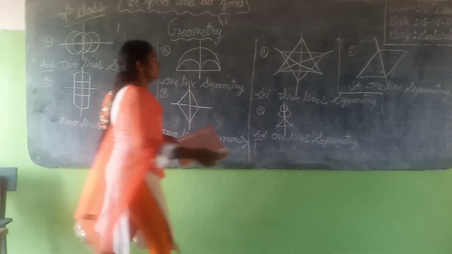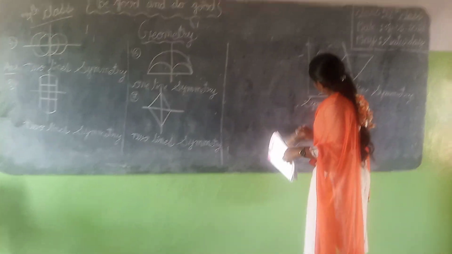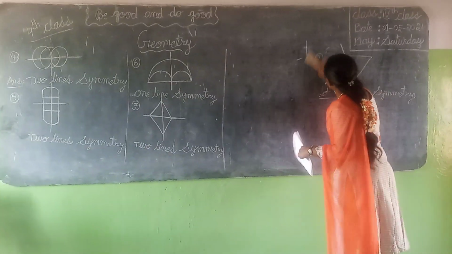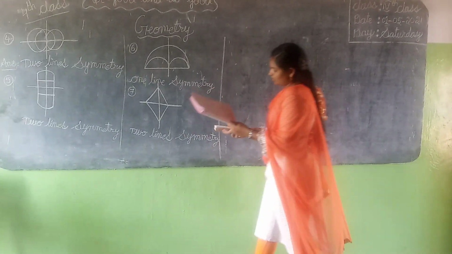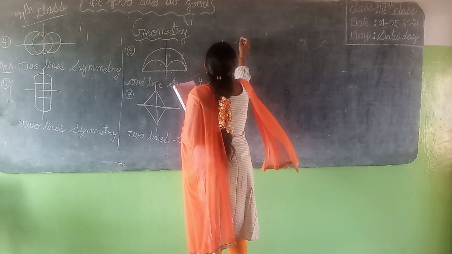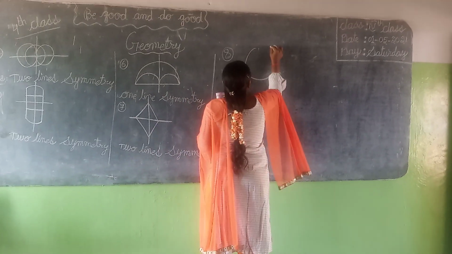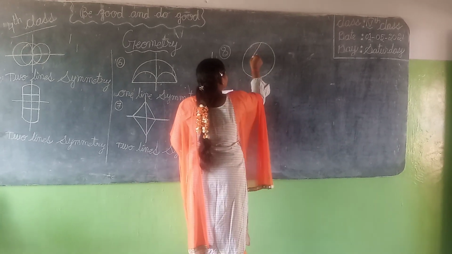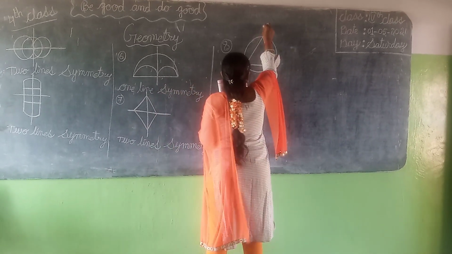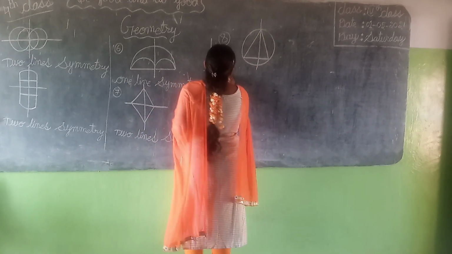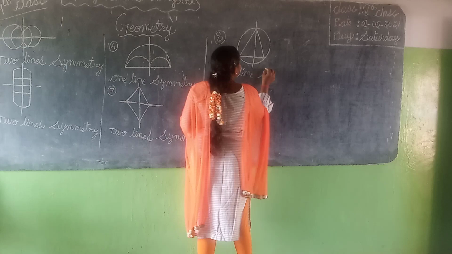Next, draw the eighth picture. So, the eighth picture we have drawn. So, a circle. Then after drawing, inside the circle is a triangle. Okay, Nama, how many lines of symmetry? One line of symmetry.